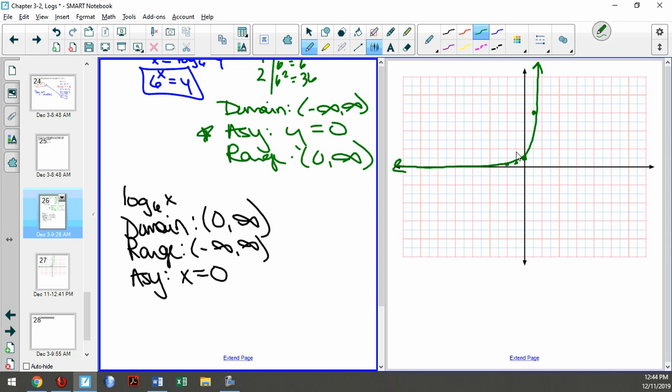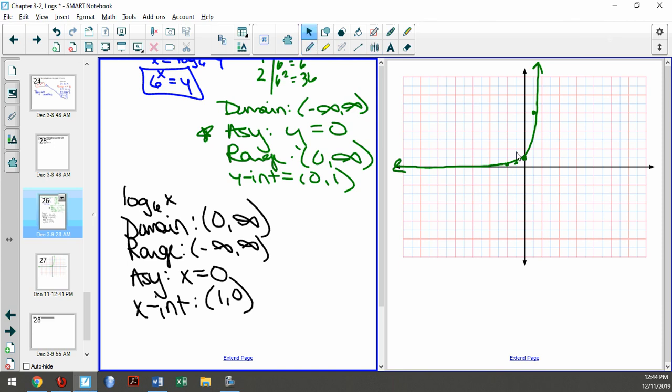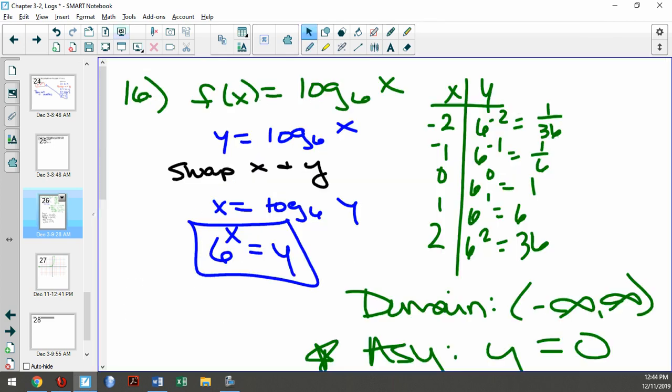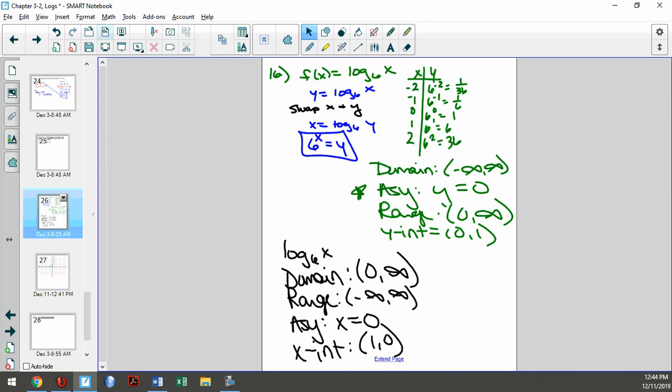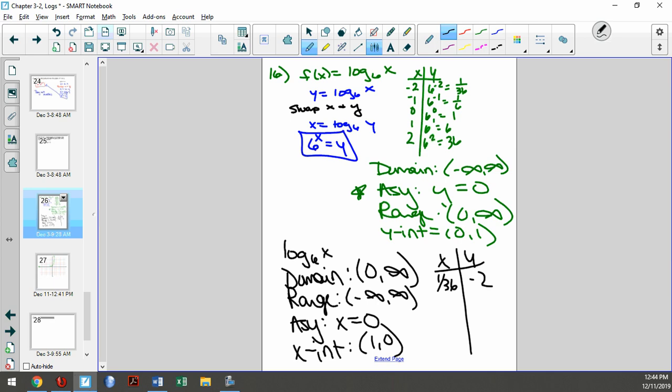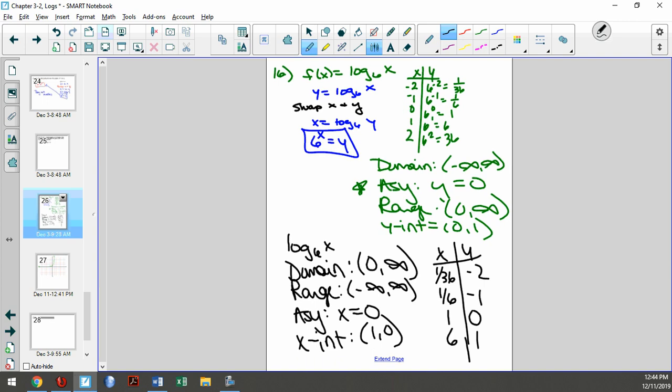Over on this one, I have a y-intercept being the point 0, 1. But over on this one, I'm going to have the opposite of a y-intercept, which is going to be an x-intercept. And what ordered pair will that be? 1, 0. Now, the ordered pairs that I'm going to be graphing is simply going to be swapping this, right? So I'm going to have 1/36 and -2, 1/6 and -1, 1 and 0, 6 and 1, and 36 and 2. Do we all see that?